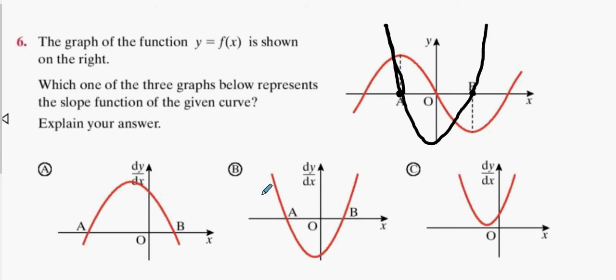So which one looks like that? B. How do you explain the answer? Well, it has two turning points. This means the derivative has to equal 0 at two different points. And the two different points where the derivative will equal 0 are directly below the max and the min. Is that okay? And that's how you explain it. You just write down exactly what I just said. Barry.